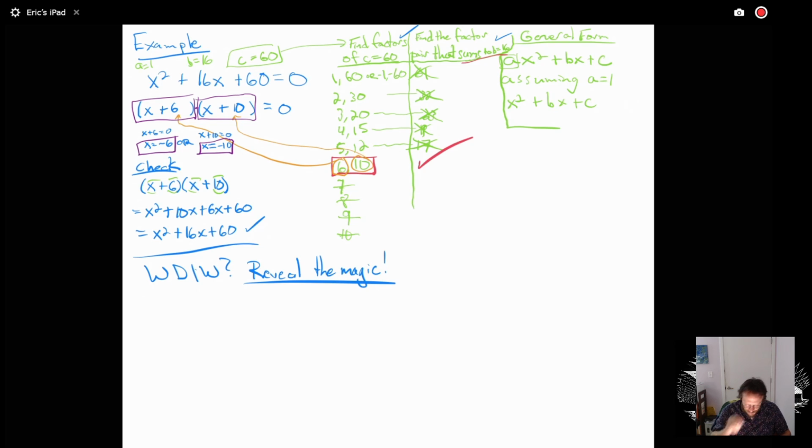To do this, I think it really helps to start back with its general form, but we're going to write this a little differently. We know a is 1. So we're going to write this like this, and we're going to keep in mind x squared plus mx plus n. That's the thing that we're trying to factor. What we want to factor.